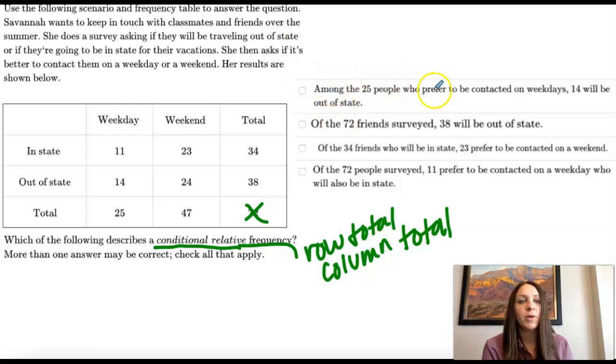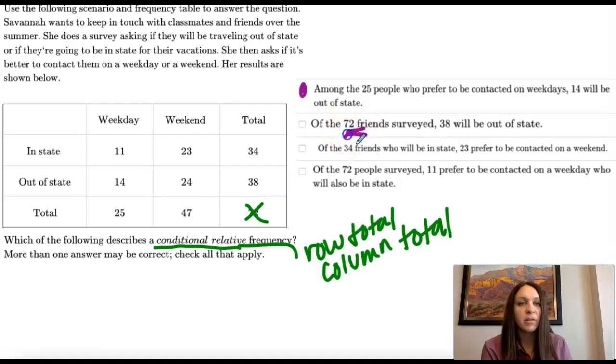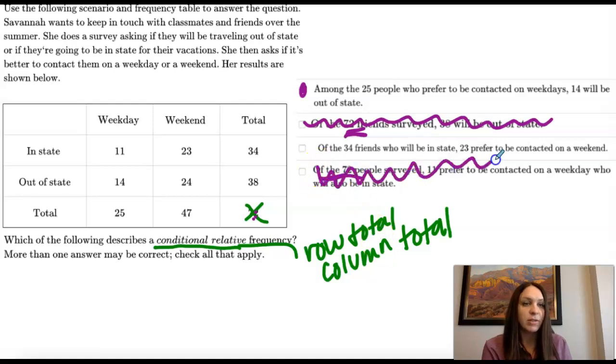So among the 25 people who prefer to be contacted on weekdays, 14 will be out of state. So we're looking here, 14 out of 25. Because it's a column total, that is conditional relative. Of the 72, I'm just going to stop there. That's the total. That's what we don't want. It's not that one. And I can look at the very bottom of the 72. Nope. That's joint frequency. Don't want that.